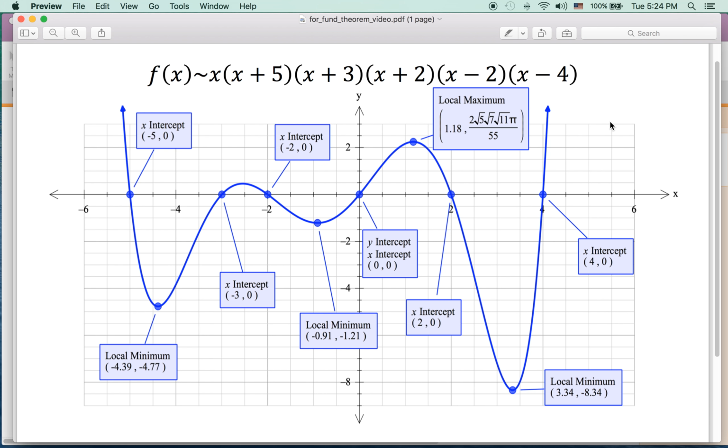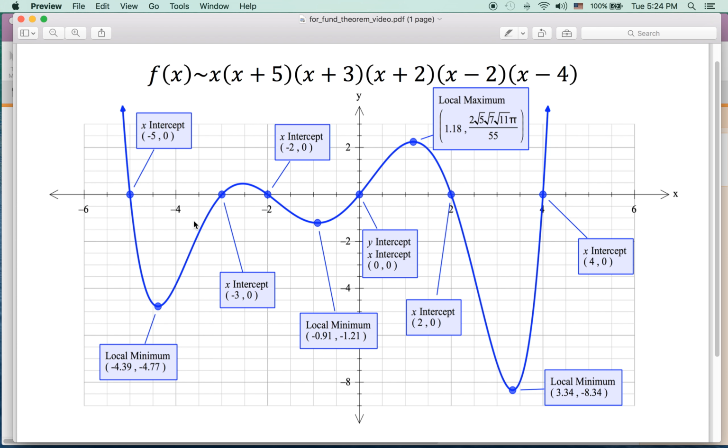Also of interest is counting the number of local maxima and minima. Here we got one minimum, one maximum, one minimum, one maximum, one minimum. Those are called extrema, local extrema. There are 5 local extrema. There will generally be one less local extrema than the degree of the polynomial. Now that's not always the case, but that's the maximum number of extrema.